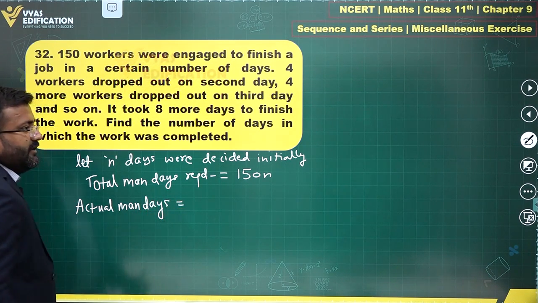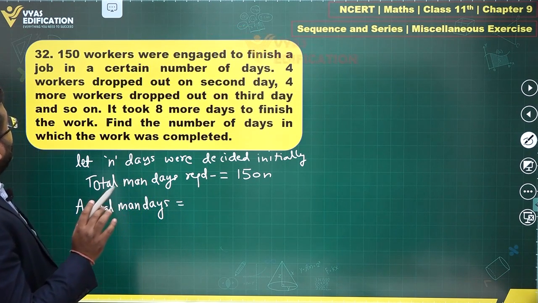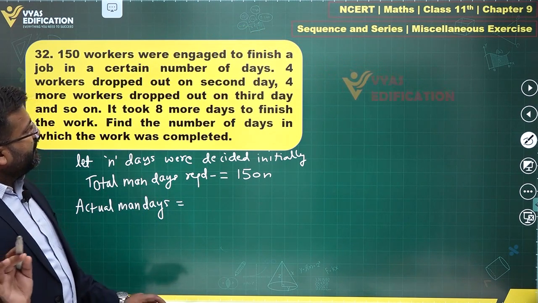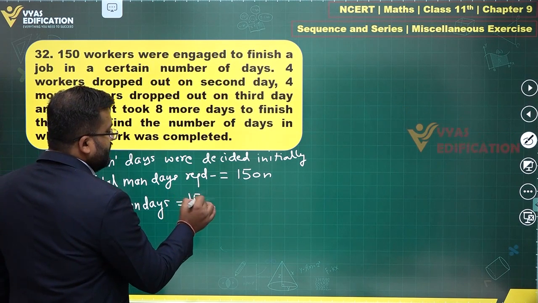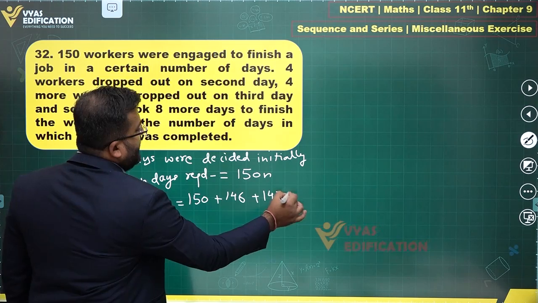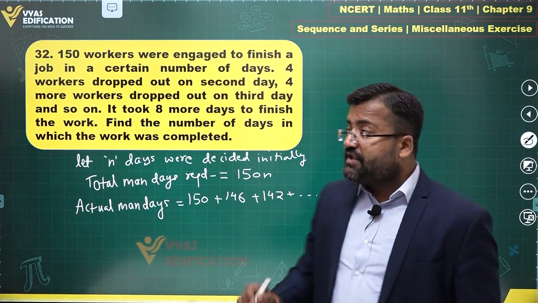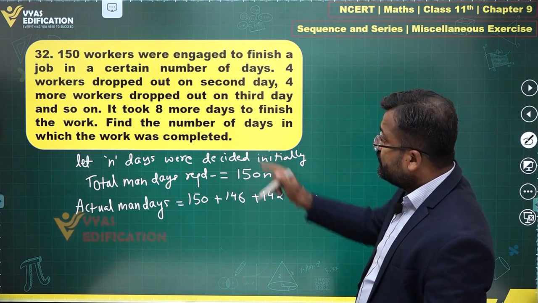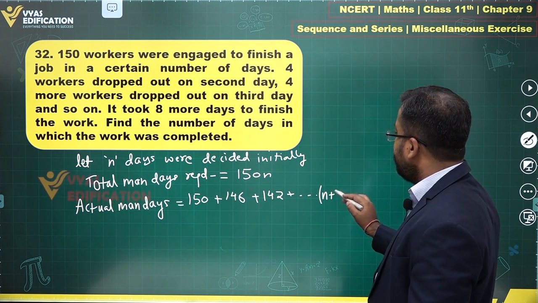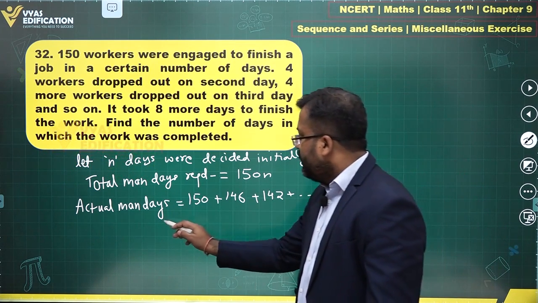Although this and this have to be equal, the actual man days: on the first day you had a complete 150, on the second day 4 dropped. So 150, then you had 146, then you have 142 and so on. How many terms will be here? 8 more days were taken to finish the work. So this is n plus 8 terms. Is that okay? Yes. What does this become?